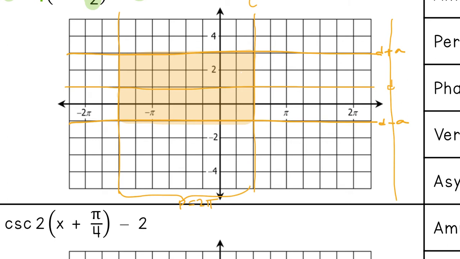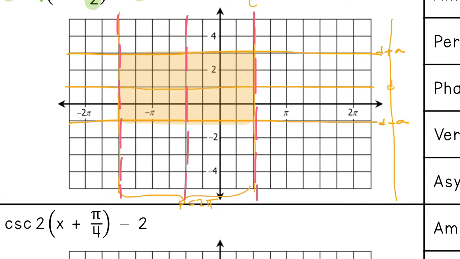I'm going to use a different color. Let's use pink. So begin, end, and then right in the center. So I'm going to count. I know this is 8 squares, so center would be 4 squares. So right here, there needs to be an asymptote.